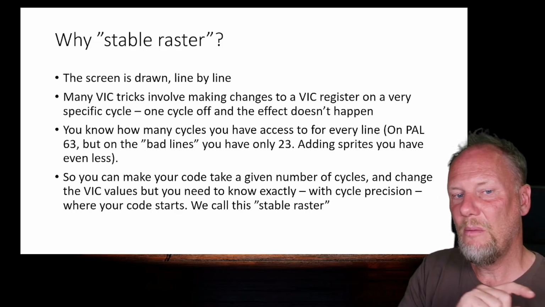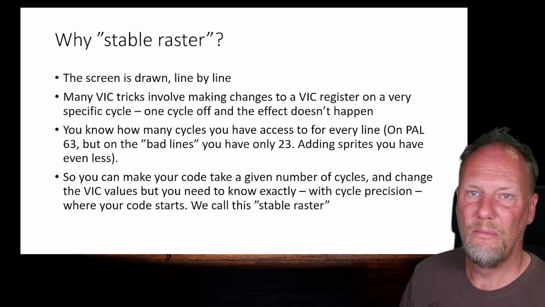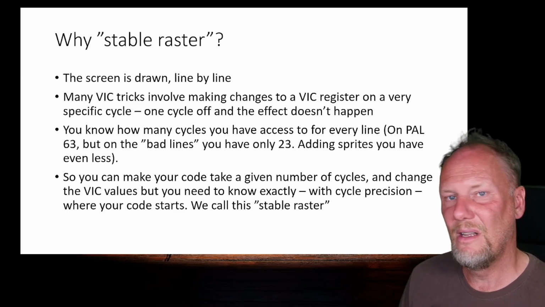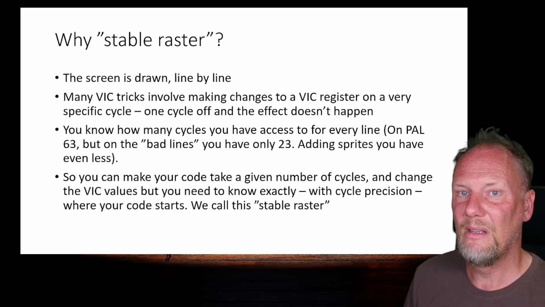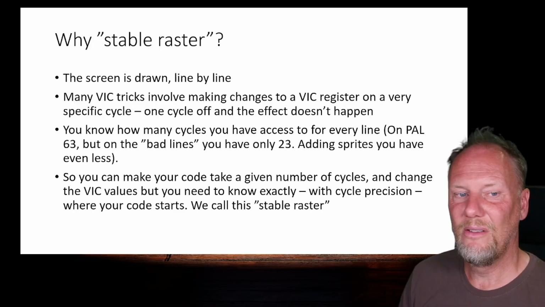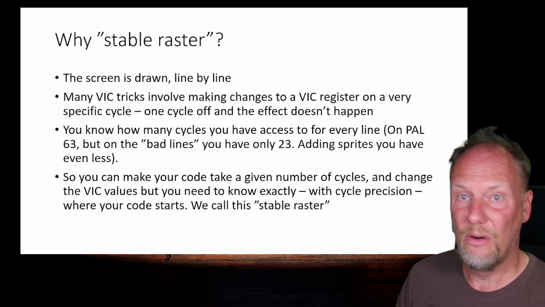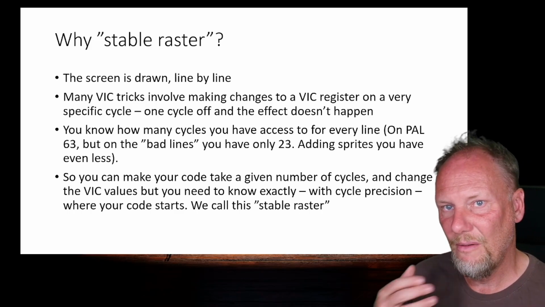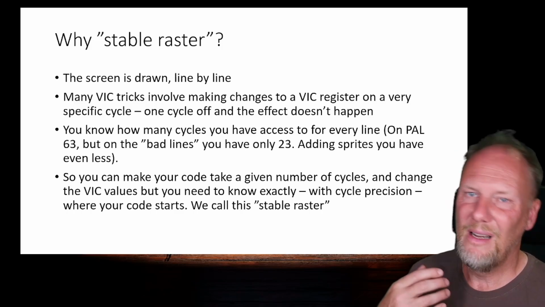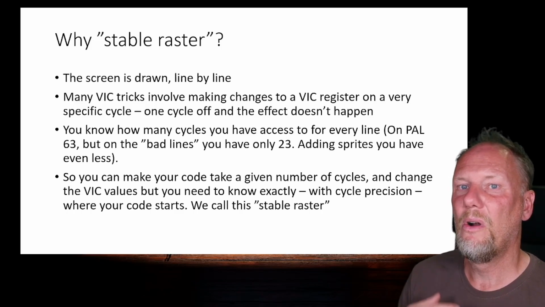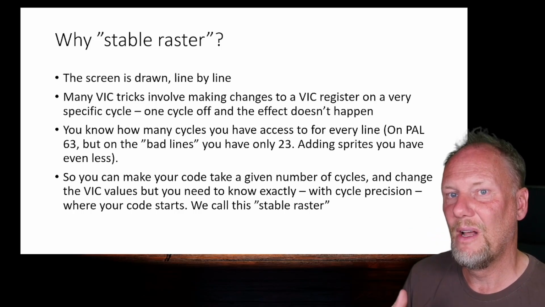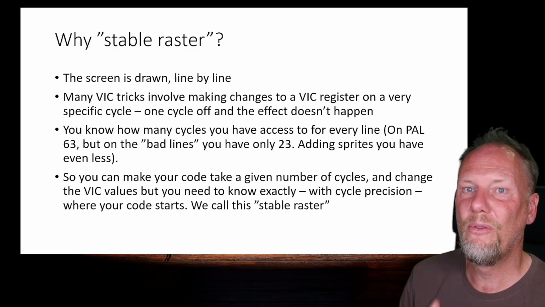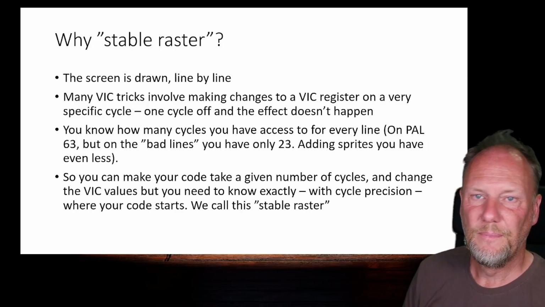So we know the number of cycles per line. The issue here is that it's different between PAL and NTSC, and there are actually two variants of NTSC as well. So it's either 63 for PAL or something else for NTSC. For the purpose of this, let's stick with PAL. If you are in NTSC land, you will have to look into what's valid for you instead. But for PAL, it's 63.